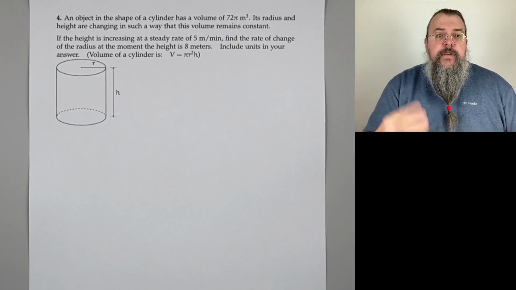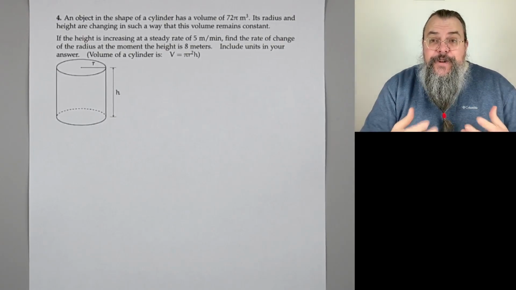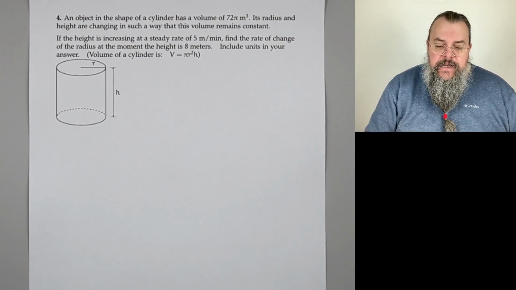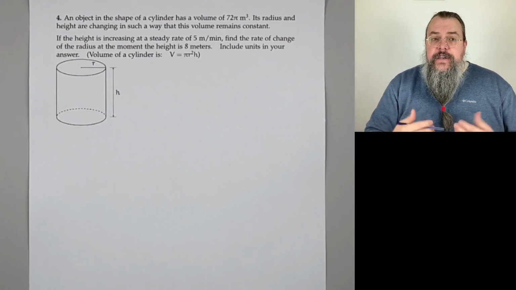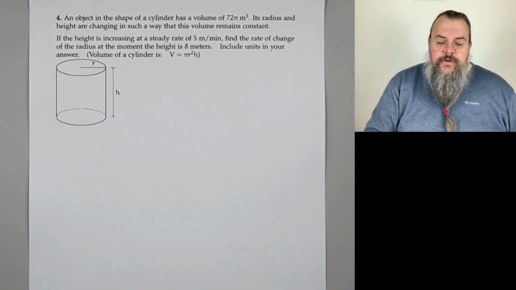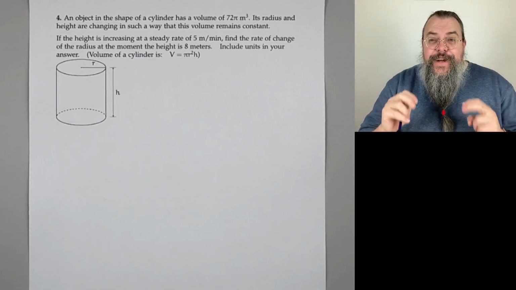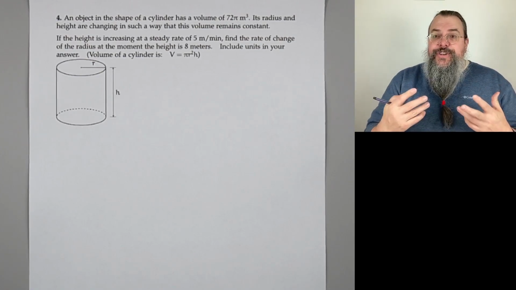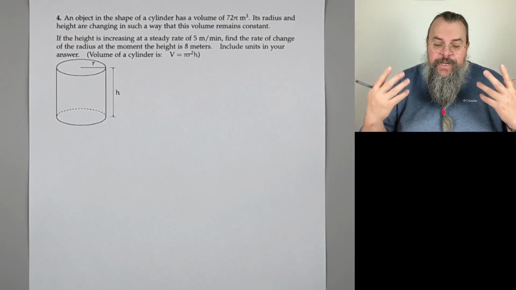Number 4. An object in the shape of a cylinder has a volume of 72 pi cubic meters. That's a pretty big volume there. Its radius and height are changing in such a way that this volume remains constant. Okay, so this is something that's changing. So both radius and height are changing. It sounds like a related rates kind of thing. We know that things are changing, and there's more than one thing changing. If we see more than one thing changing, related rates.